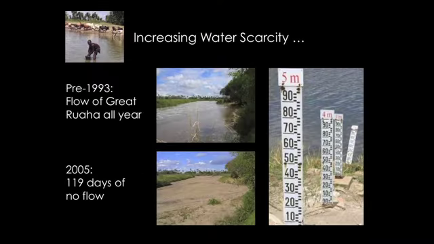Irrigating for rice all throughout the dry season has caused some substantial problems. It took a river that used to flow year-round pre-1993 and started to dry it up for longer and longer periods of time. So by the time we started working there in 2005, the Ruaha River, the main stem of the river, was experiencing a drying of upwards of 119 days.